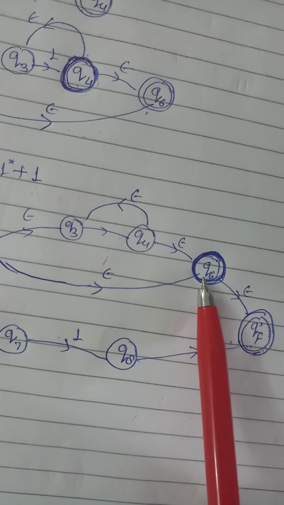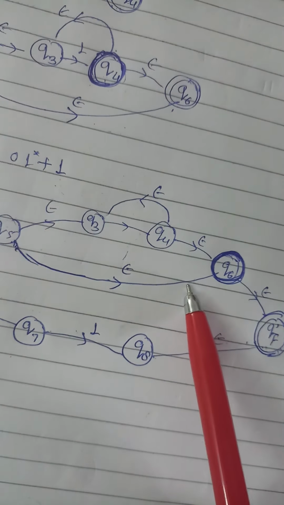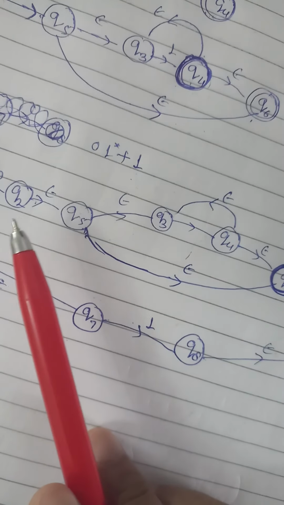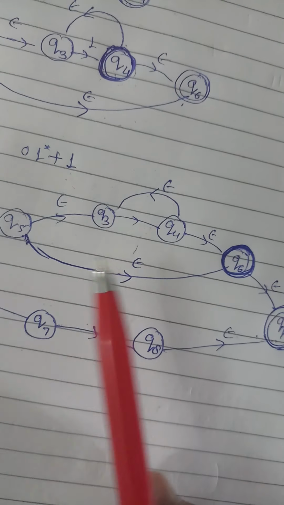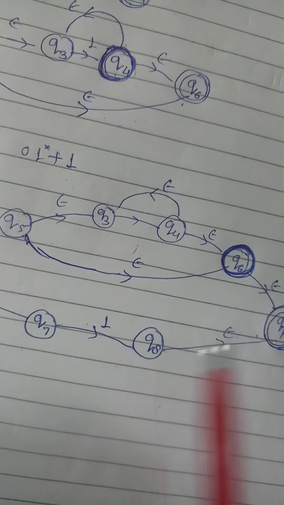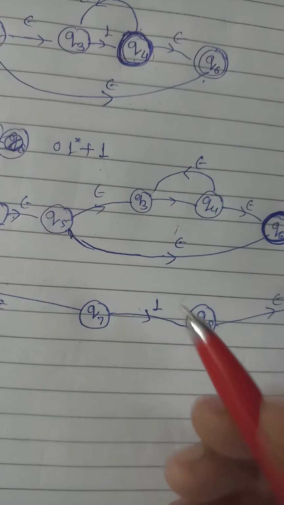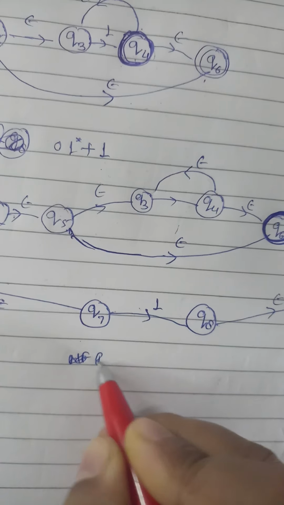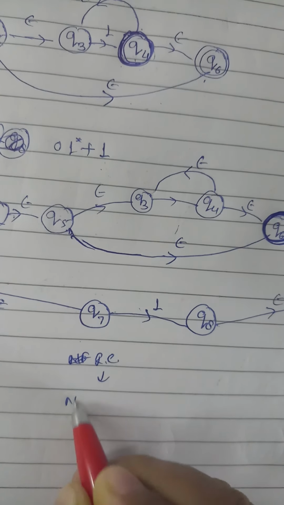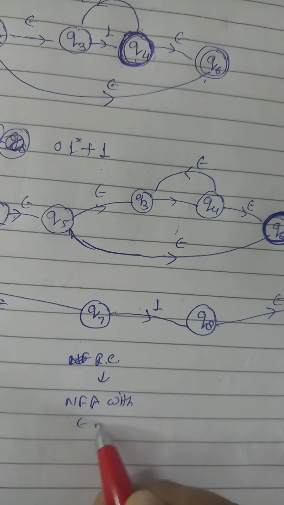To understand, I made it final initially for 1 star. After that I added 0, and after that I am adding plus 1. So this will be the final state for 0, 1 star plus 1. So in that way we can convert a regular expression to an NFA with epsilon moves.